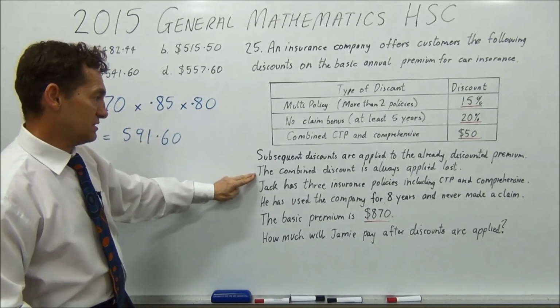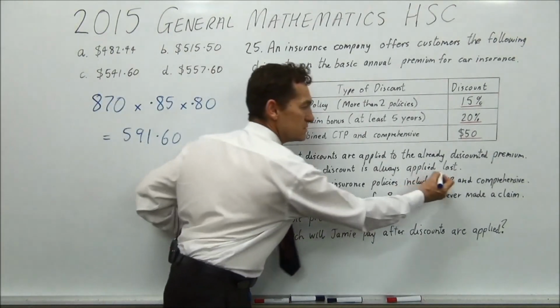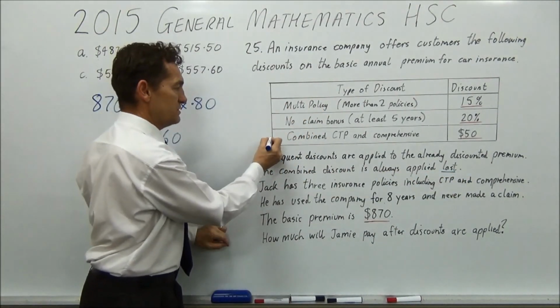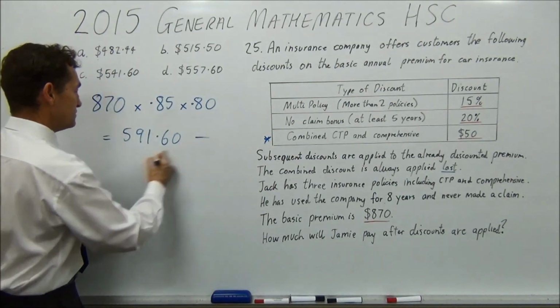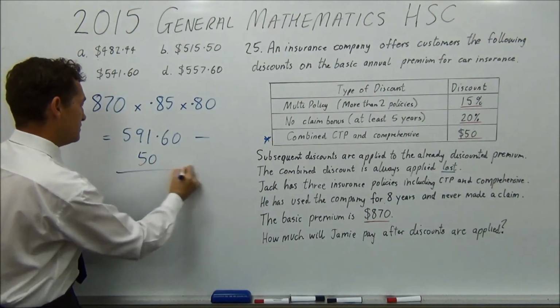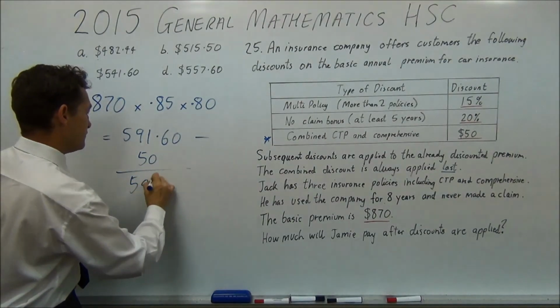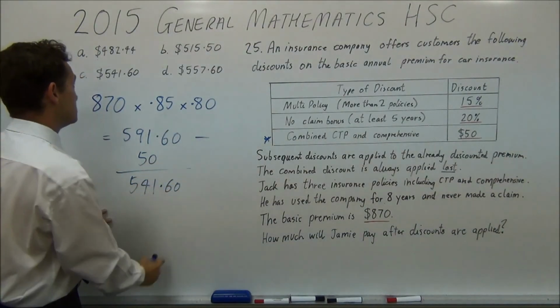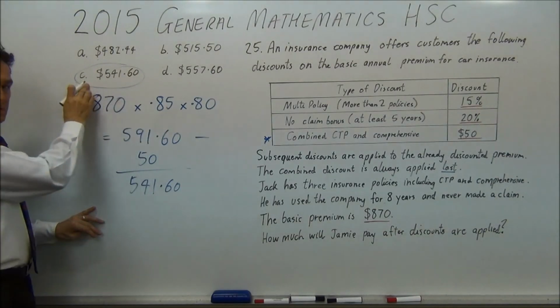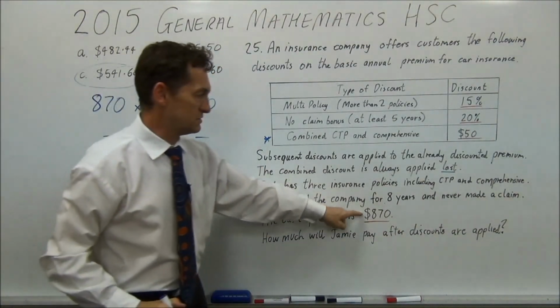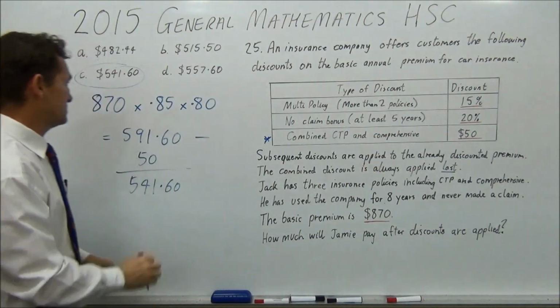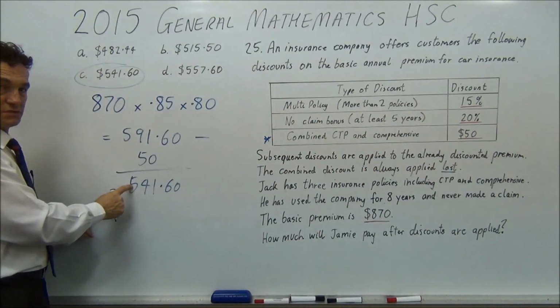And now after, it says there, the combined discount is always applied last. Alright, this is the combined discount. So you apply that last. So now I'm going to take off 50 and I get 541.60, which is C. So a lot of writing, but you're really only using 4 numbers to do 2 calculations, and that's it.